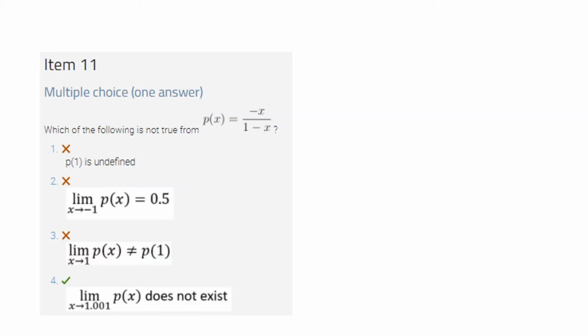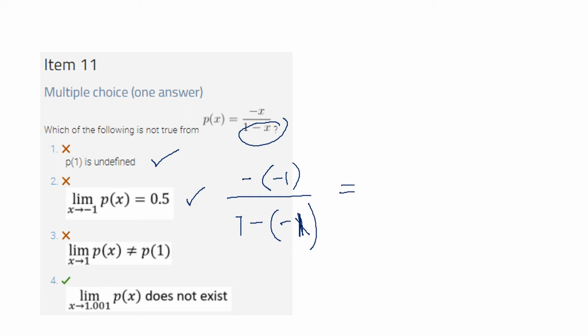Which of the following is not true from the given? Number 1, P of 1 is undefined. This one is true, because 1 is not allowed here. The limit of P of x as x approaches negative 1 is 0.5. Let's prove it. We substitute negative 1: 1 minus negative 1 is equal to 1 over 1 plus 1, which is 2. So that is true. The limit of P of x as x approaches 1 is not equal to P of 1. That is correct, they are not the same, because if 1 is not allowed there, then it may happen that left and right are also not the same.